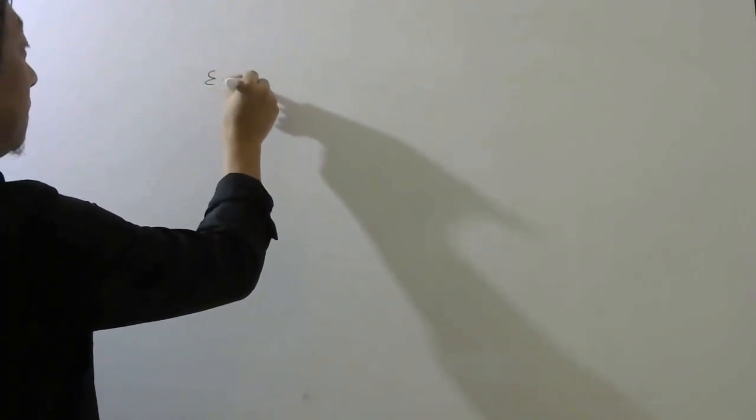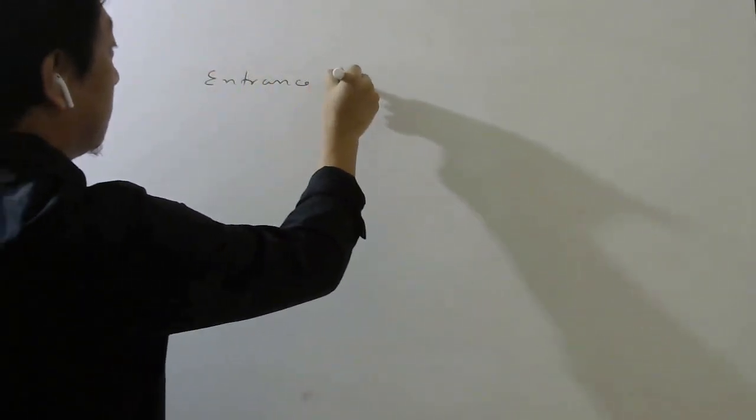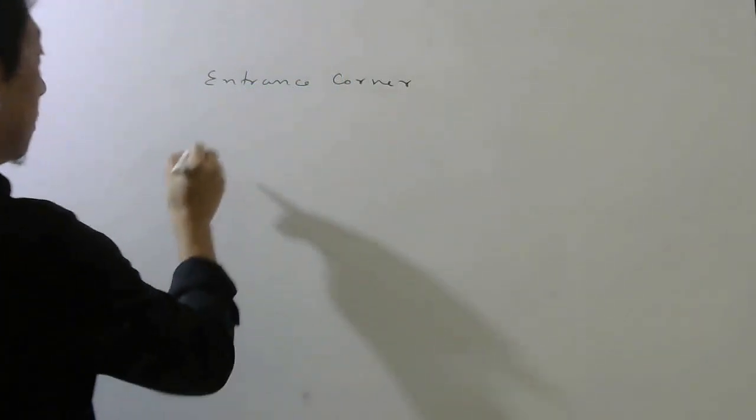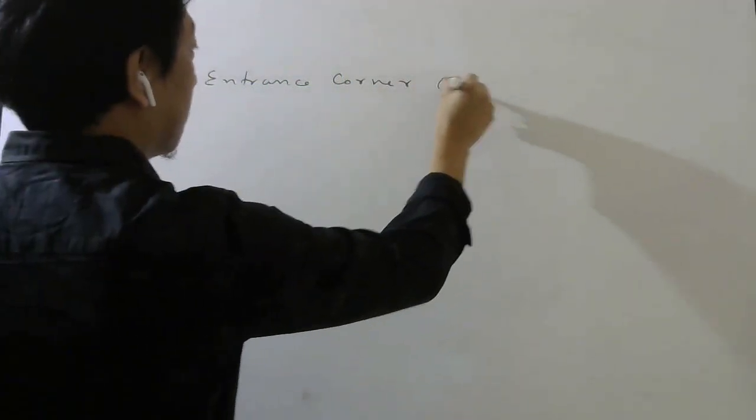Okay, so we were doing entrance corner 6.1, question number 4 we have done. So we will do question number 5 now. Okay, so entrance corner, 6.1, question number 5.